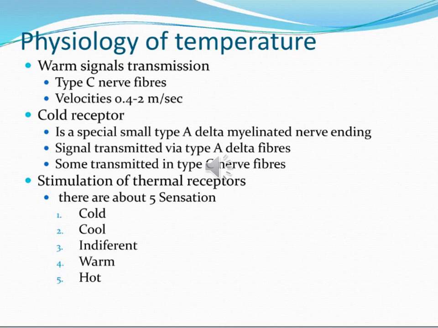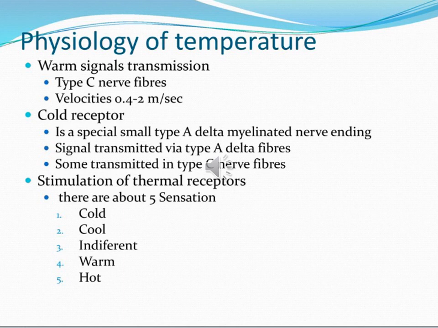Cold sensation is transmitted via specialized small types of A delta myelinated nerve endings, and these small A delta myelinated nerve endings branch several times, and the tips of these endings protrude into the basal surfaces of the epidermal cells, forming definitive cold receptors. These A delta myelinated nerve endings transmit cold sensation at velocities of about 20 meters per second. However, some cold sensation is also transmitted via type C nerve fibers.